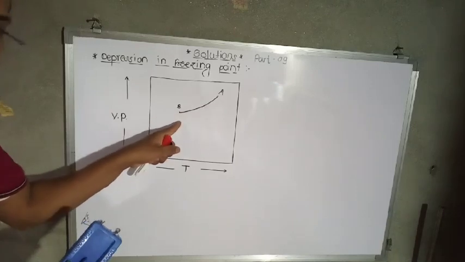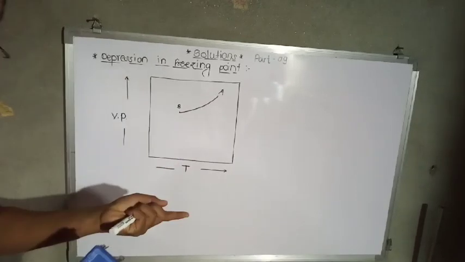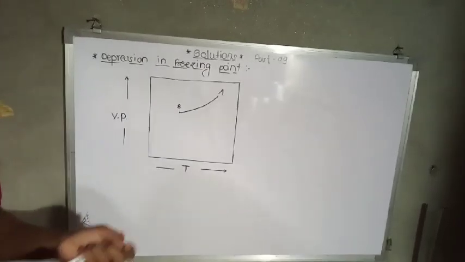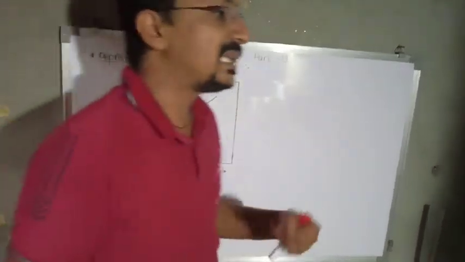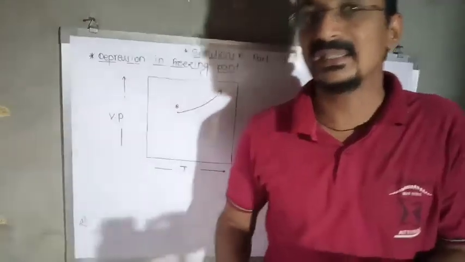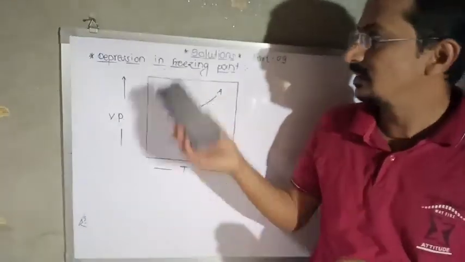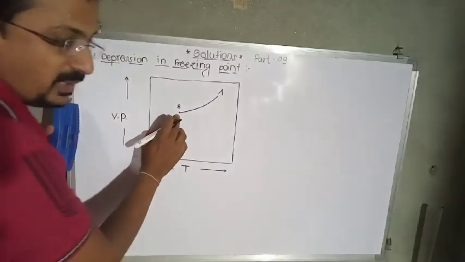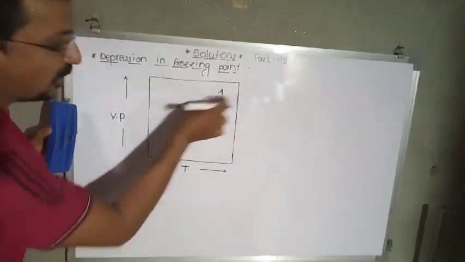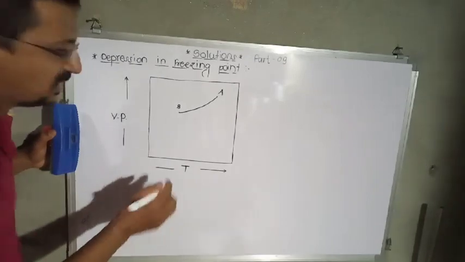This liquid is in equilibrium with its solid phase. When the liquid phase is in equilibrium with its solid phase, we say that is the freezing point of that particular liquid. That is the definition of freezing point. So what happens at point B? At point B, the corresponding temperature is the freezing point of that particular solvent, that is the liquid.